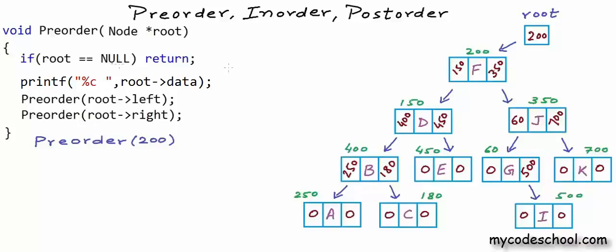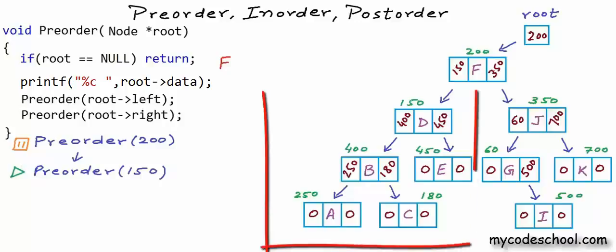We will go ahead and print the data in this node at address 200. I'll write output for all print statements here. And now this function will make a recursive call. Execution of this particular function call will pause. It will resume only after this recursive call preorder 150 finishes. This second call is to visit this left subtree. Address of the left child of node at 200 is 150.